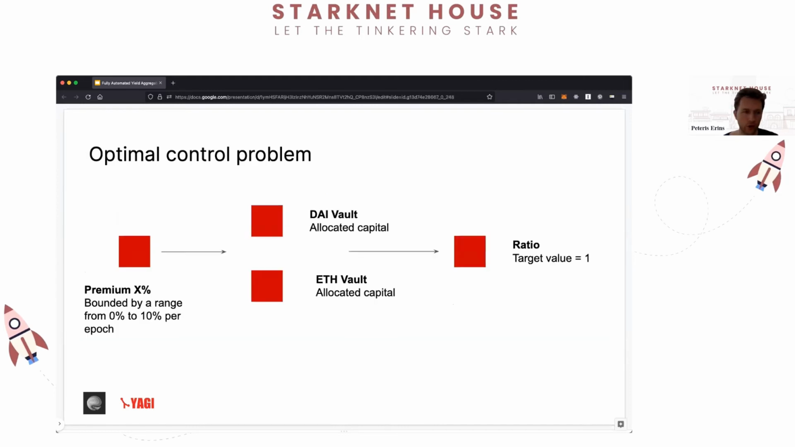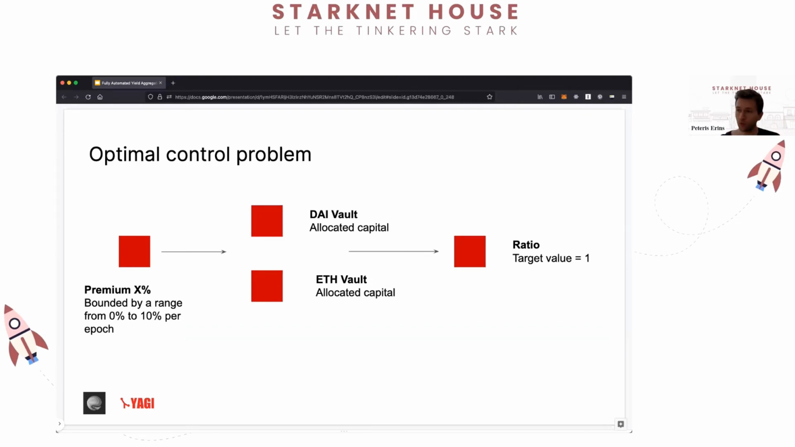So this is where I think we can really leverage StarkNet and push things forward. This ultimately becomes a control problem. And the control problem is we are in control of this premium, X%. We can bound it in some range, let's say 0 to 10%. It doesn't really make sense to go less than 0 because it basically guarantees loss of capital for the senior tranche, the DAI depositors. So we'll say 0 to 10%. 10% is a lot per month, so probably don't go above that.